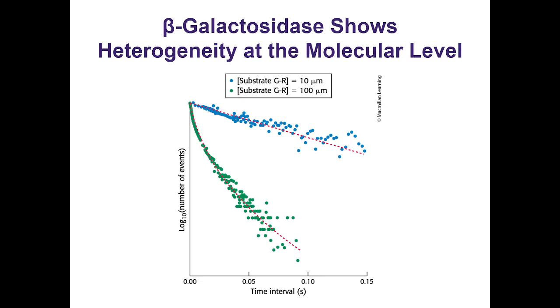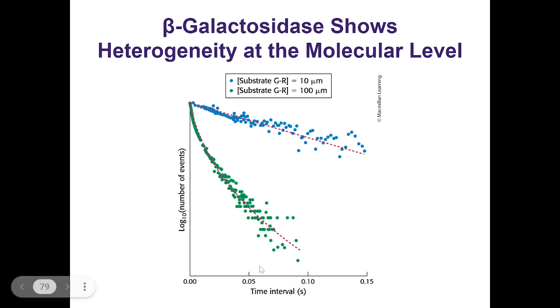Okay, so again, this shows heterogeneity at the molecular level. This is the log 10 of the number of events. Remember, log 10, so we can actually see this on one plot and it makes sense. But every single unit of change on this axis would be 10 times the number of events, right?